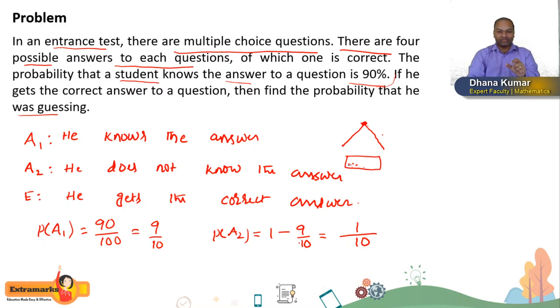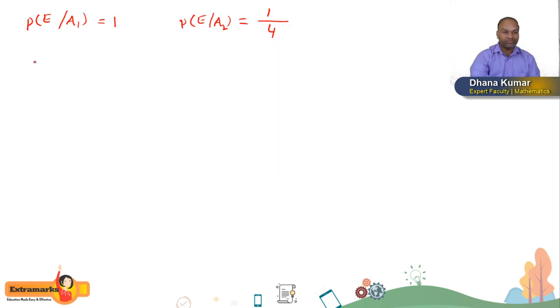Next, what I told: he gets the correct answer either because he knows it or by guessing. Your first happening event is the correct answer, with assumption E. The second happening event is guessing, that is A2. So here we calculate P of A2 given E. That is our question.